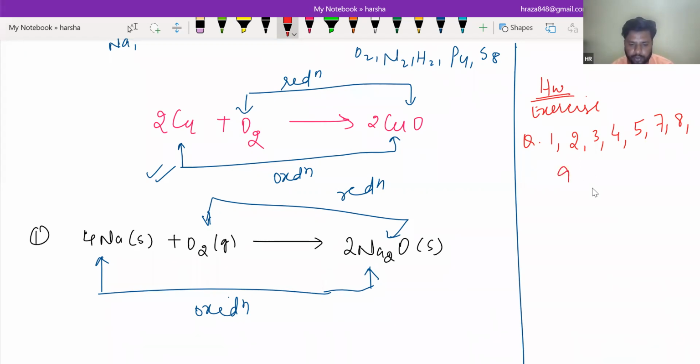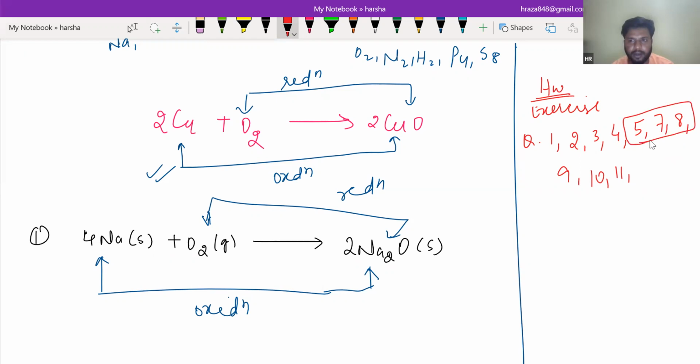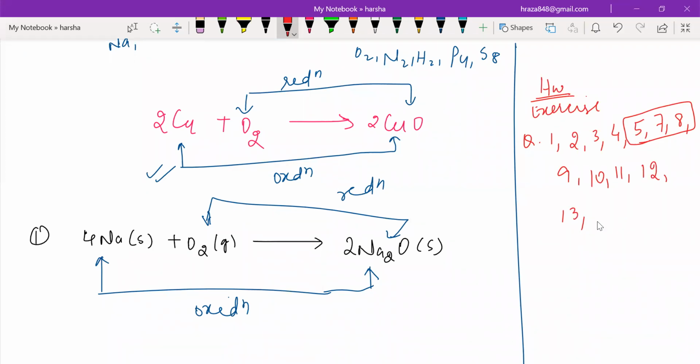You have to write the chemical formula and then balance it. Also, question number 9, also question number 10. Sir, in the previous homework, 5, 7, 8 were given. 5, 7, 8, I already gave you, right? Yes, sir. So please just see it. And then question number 13. Sir, 9 and 10 also. 9 and 10 also I had given.